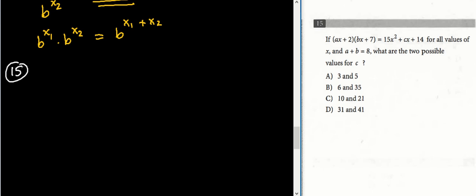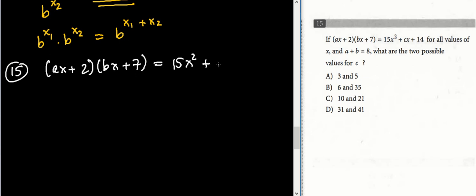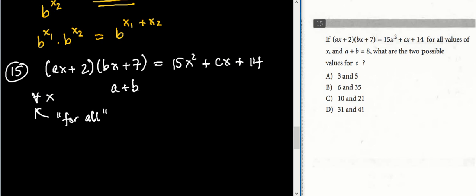In problem 15, we're told (ax + 2)(bx + 7) is equal to 15x² + cx + 14 for all values of x. So for all x. This little upside down A is a mathematical shorthand for "all." And we're also told that a + b is equal to 8. Now we're asked to find the possible values of c. There are two possible values and we're asked to find both of them.